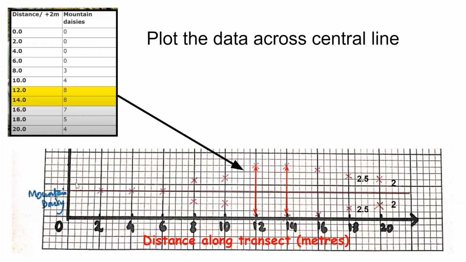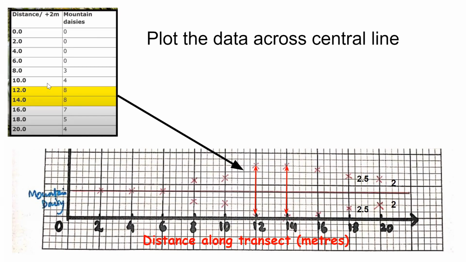At 2 meters, again, no daisies. Second plot is here. At 4 meters, 6 meters, no daisies. Then comes 8 meters. At 8 meters, I found 3 daisies. So how am I going to plot that? So my plotting will be 3 centimeters overall, 1.5 above the line, 1.5 below the line. So when I take 1.5 centimeters above and below the line, total I get 3 centimeter. Okay. So I got 2 plots.